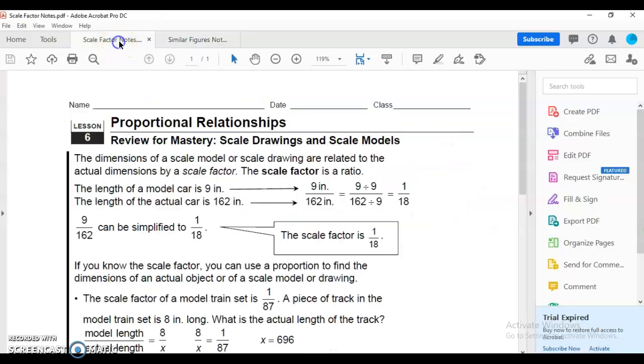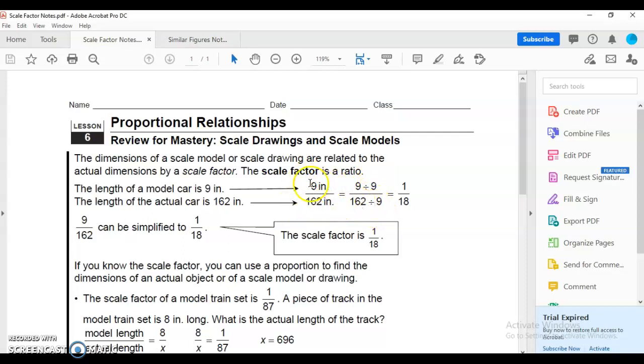Now let's go to scale factor. Scale factor is always going to be your model over your actual. Model over actual. So when they tell you what they are, the length of a model car is 9. You're going to put your model size on the top. And the length of the actual car is 162. That's going to be on the bottom. So then you take your fraction and you simplify.